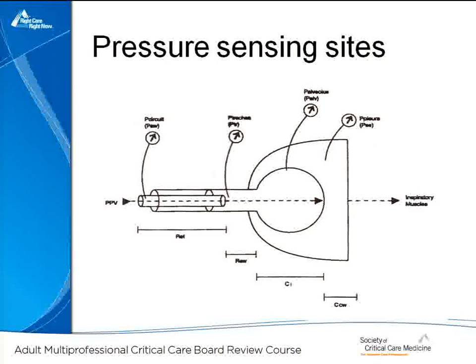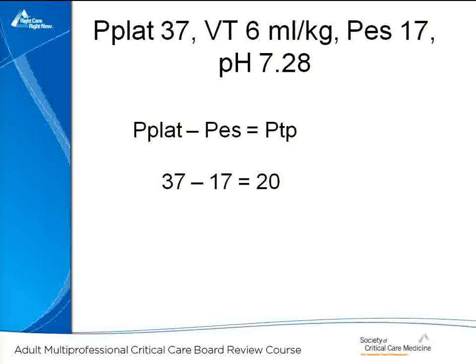But we've got an obese patient here. And this obese patient has a stiff chest wall as a consequence of the obesity, and that's going to add to the plateau pressure. And we can do the simple math on this. The plateau pressure, I told you, was 37. The esophageal pressure is 17. So we know the transpulmonary pressure is only 20. Only 20. It's not up near 30, where we consider it to be dangerous.